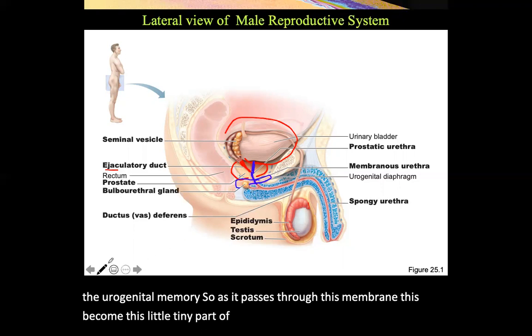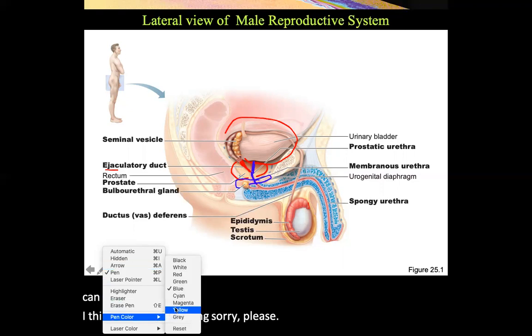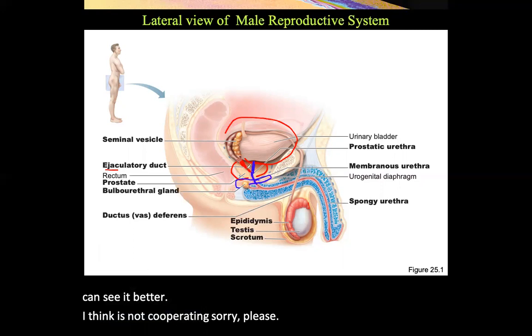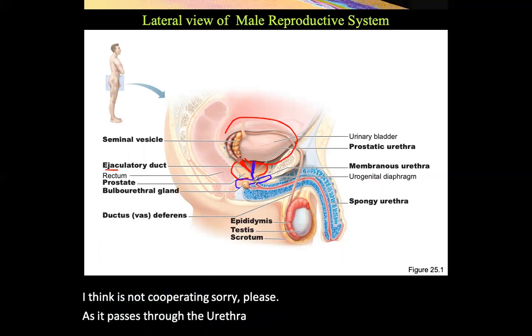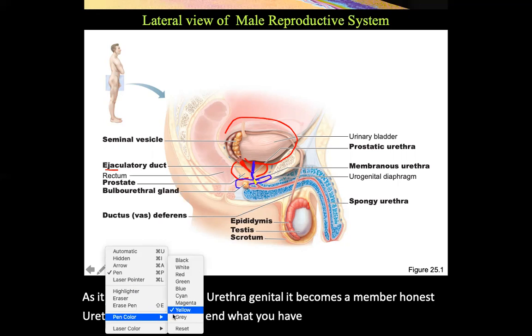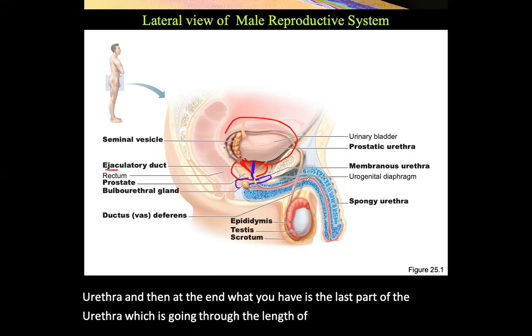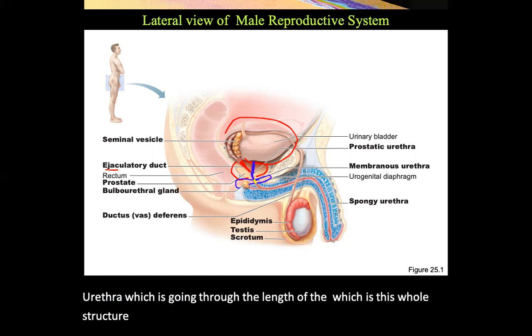Let me just change my color so you can see it better. I think it's not cooperating, sorry guys. As it passes through the urogenital membrane, it becomes the membranous urethra. And then at the end, the last part of the urethra goes through the length of the penis, which is this whole structure right here, called the penile or spongy urethra.